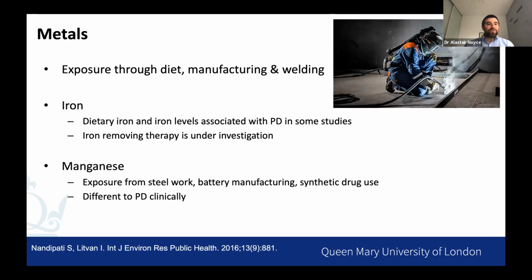A brief bit about metals. Exposure to heavy metals can occur through diet, through manufacturing, through occupational exposures. Iron through dietary sources or circulating iron levels have been associated with PD in some epidemiological studies, a bit unconvincingly in my opinion, but iron chelation therapy, or iron removing therapy from the body, is under investigation as a potential therapeutic strategy. The other metal that comes up in the literature is manganese, where you can get exposure through welding or other steelwork, battery manufacturing, and also synthetic drug use, quite akin to the MPTP story.